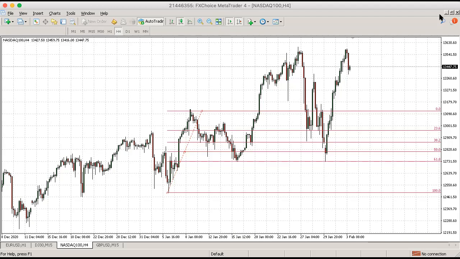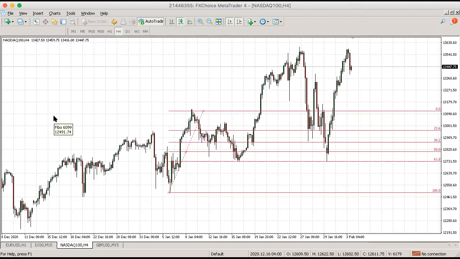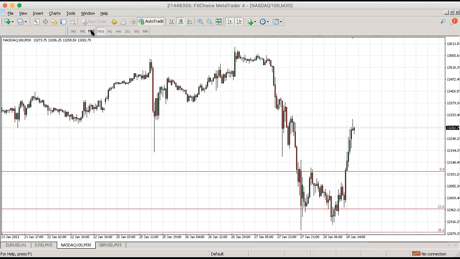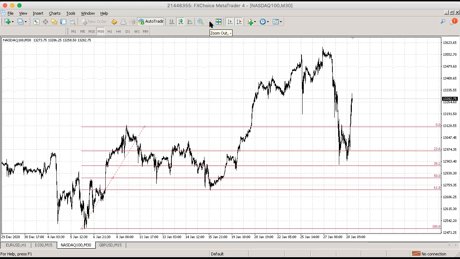So now let's do this. Let me zoom out a bit. Now what you must also understand is, remember I was on my H4. The same principle can be applied on your H1, on your M30, and on your M15.